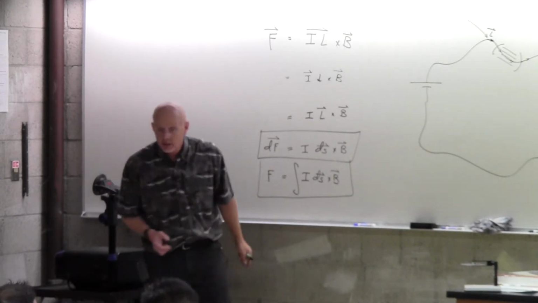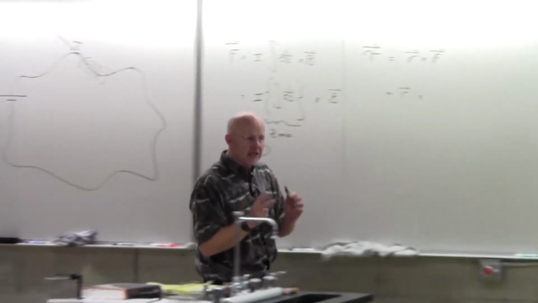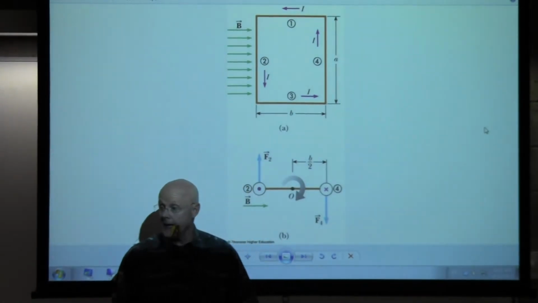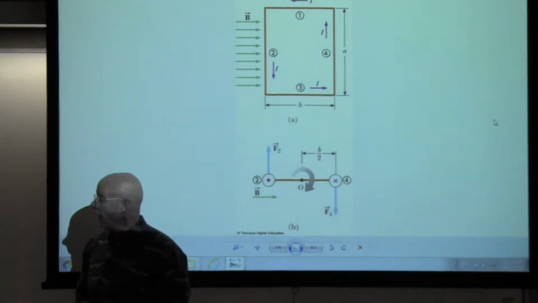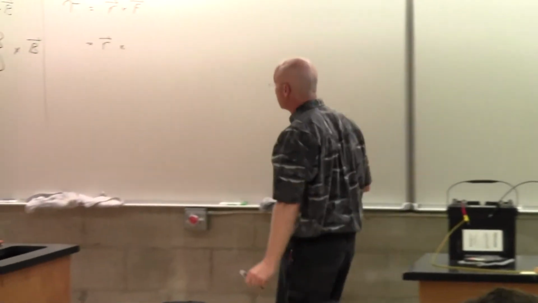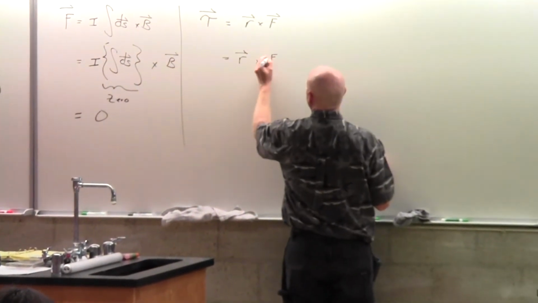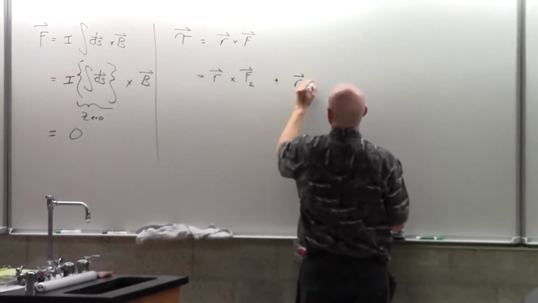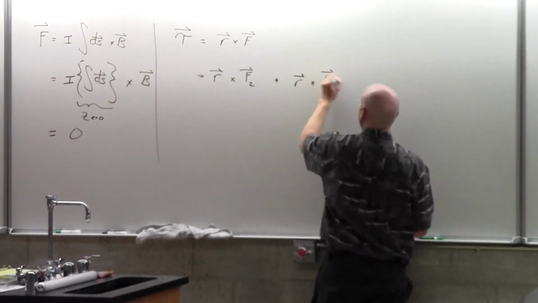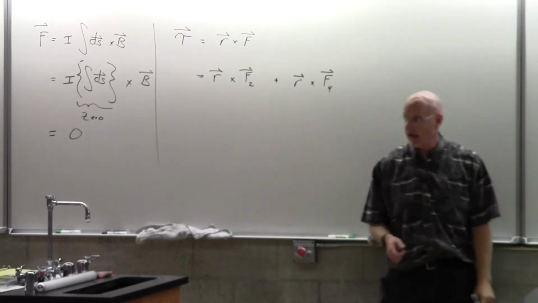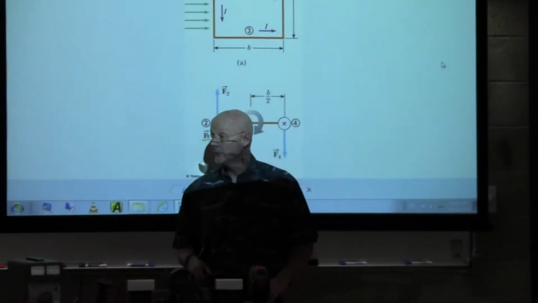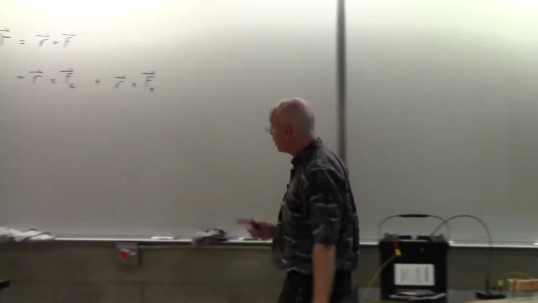That's kind of what I have, right? I've given kind of the easiest case I can here. I have a straight wire, wire number 2, in a magnetic field. So if I were to calculate this, I might say it would be R cross the force on number 2 plus R cross the force on number 4, right? Those are the two that we said had forces on them, wire number 2 and wire number 4. Okay? So, let's keep going.